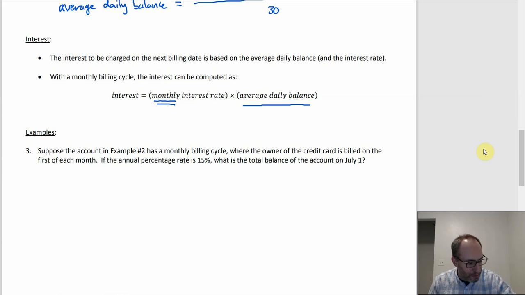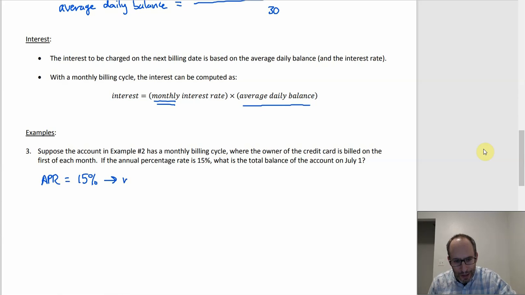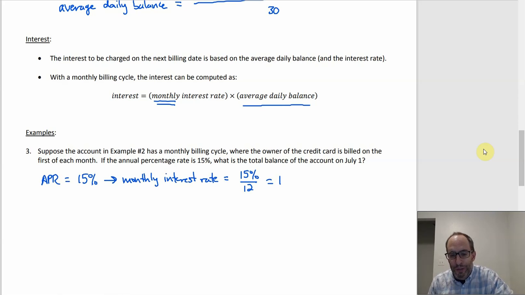All right, so let's see, the APR. That's going to be 15%. And so that means the monthly interest rate would be 15% over 12, which would be 1 3/12, or 1.25%, or 0.0125. To do the math, we've got to convert it into decimal form.